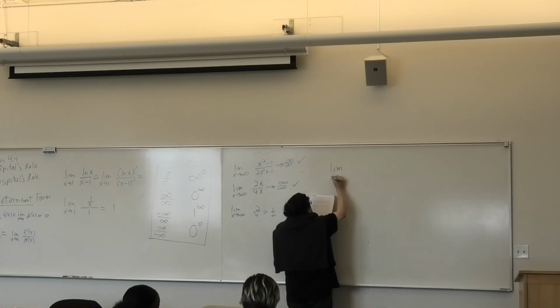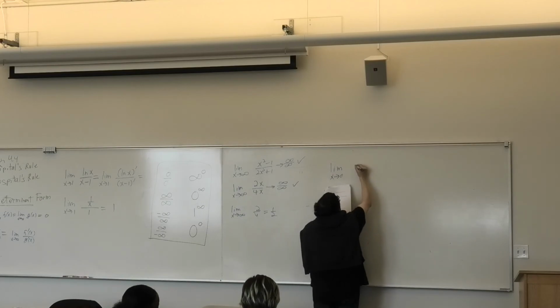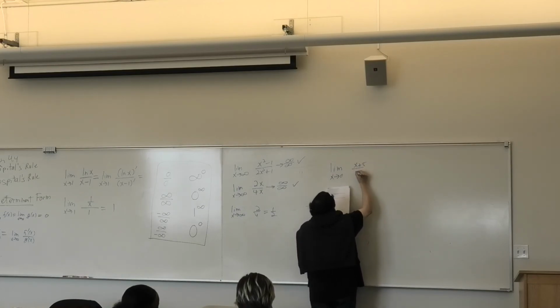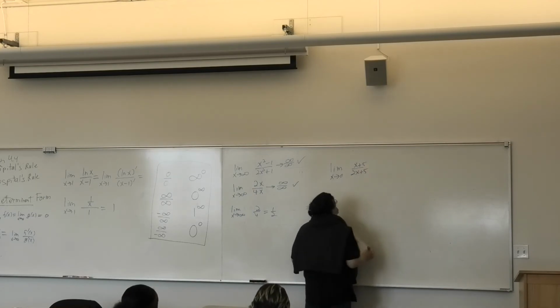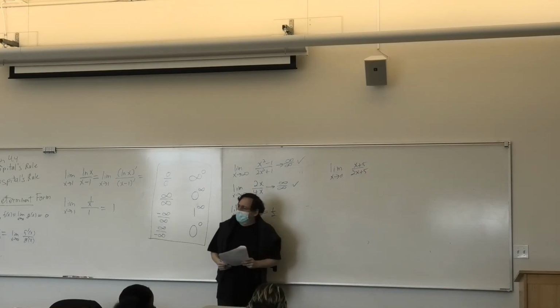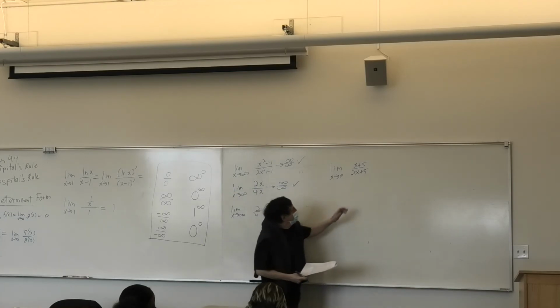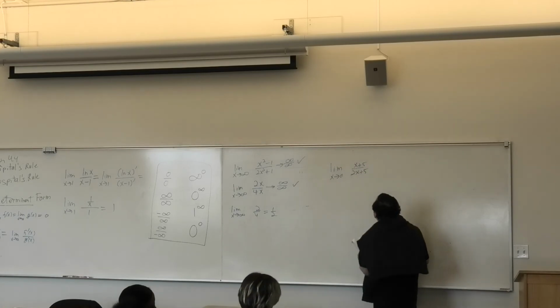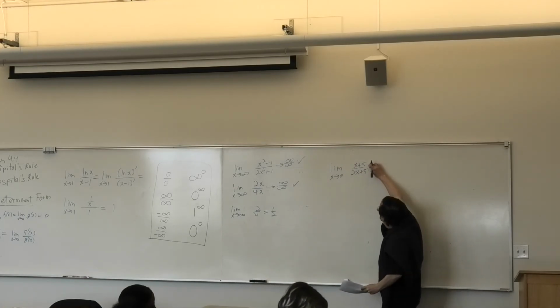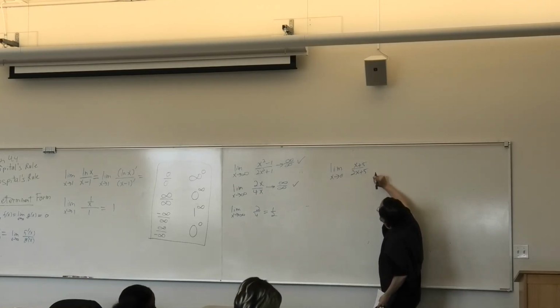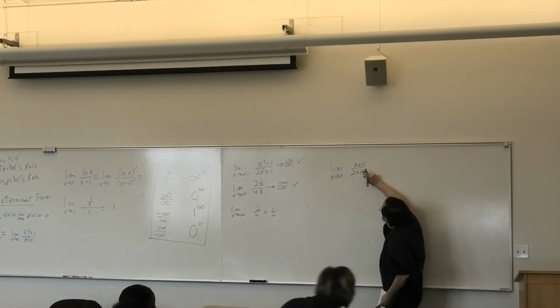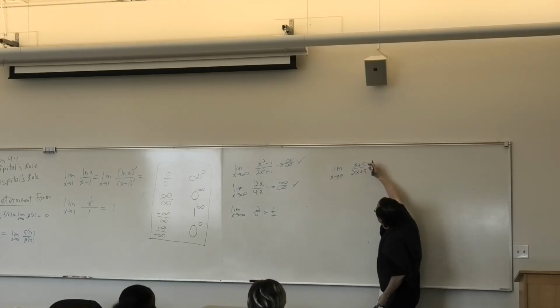What's the limit as x approaches 0 of (x + 5) over (2x + 5)? This is a non-example. We don't need L'Hôpital's rule. Neither of these go to 0. They're both just a rational function. The limit of the numerator is 5. The limit of the denominator is 5. We know this is 1.